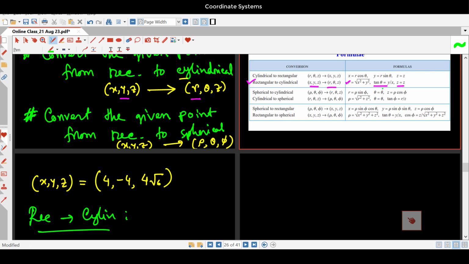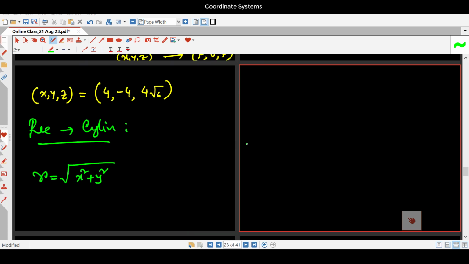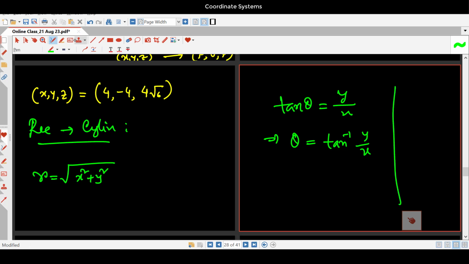Then you can see, for finding theta, you have tan theta equals y over x, or you can write theta equals tan inverse y over x. At the same time, if we have rectangular coordinates x, y, z, the cylindrical coordinates are r, theta, z. So z and z are the same thing, that means z equals z. So we need r, theta, and z. This is r, this is theta, and this is z.